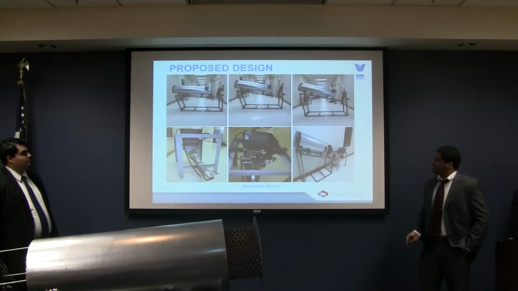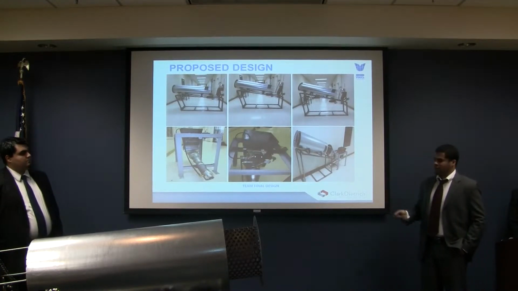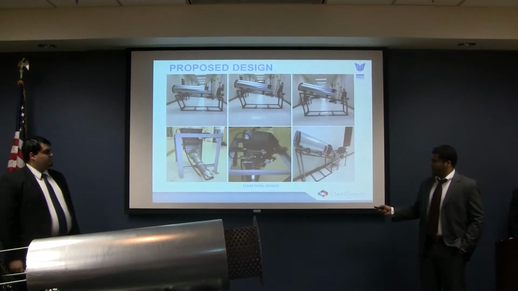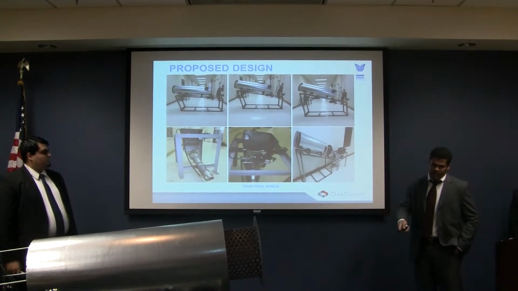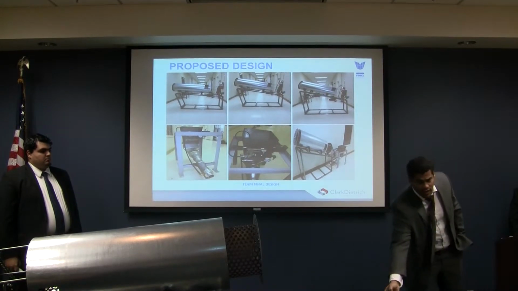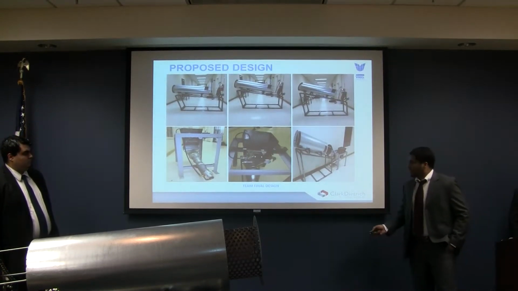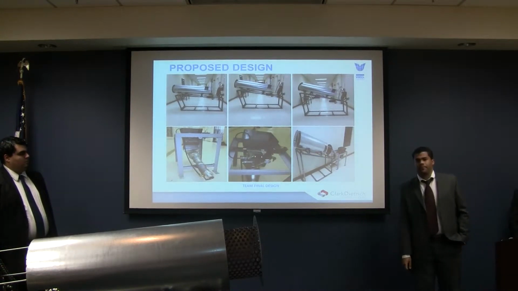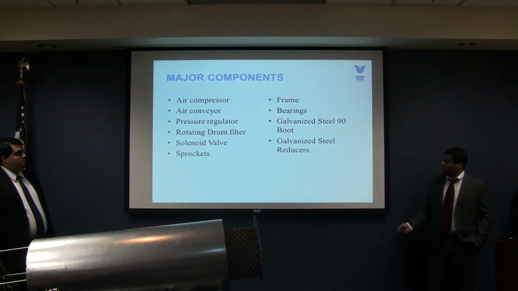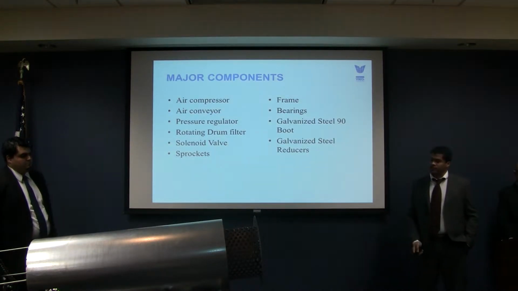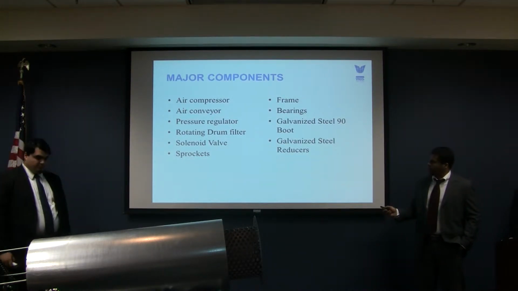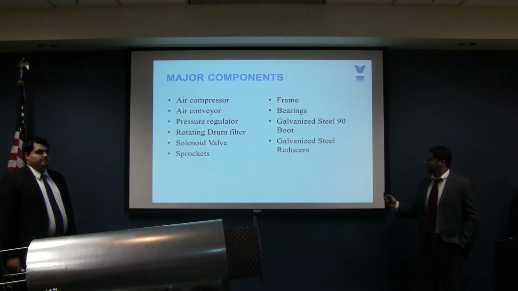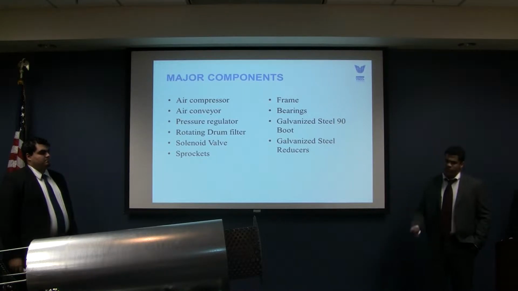Here is the proposed design, with three setups in which the filter can be positioned, ranging from 5 degrees to 23. Here's the conveyor, attached, simulating the actual chute that is in the press right now at the company, containing the pressure regulator, the solenoid valve, and the air conveyor at the bottom. Major components for this project were the air compressor, air conveyor, pressure regulator, drum filter, solenoid valve, sprockets, frame, bearings, galvanized steel boot, and several reducers.